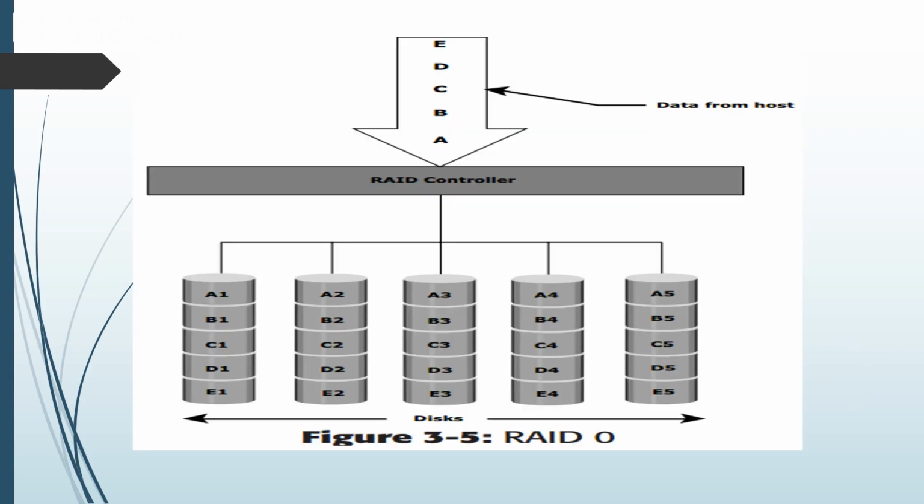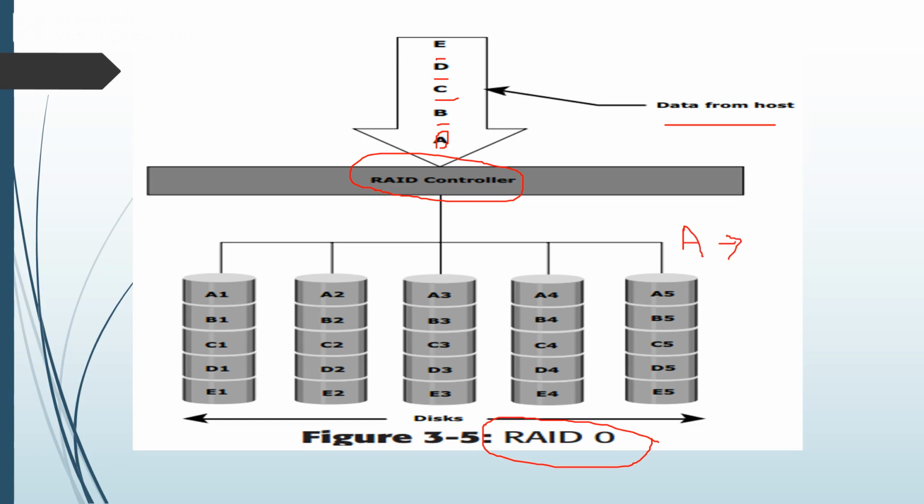Here we can observe that in the case of RAID 0, the data from the host is block A, block B, block C, block D as well as block E. Now we can observe that there is one controller, and that controller is called the RAID controller. What exactly does the RAID controller do here? During a write operation, the RAID controller receives the data from the host and it will stripe the data across multiple HDDs.